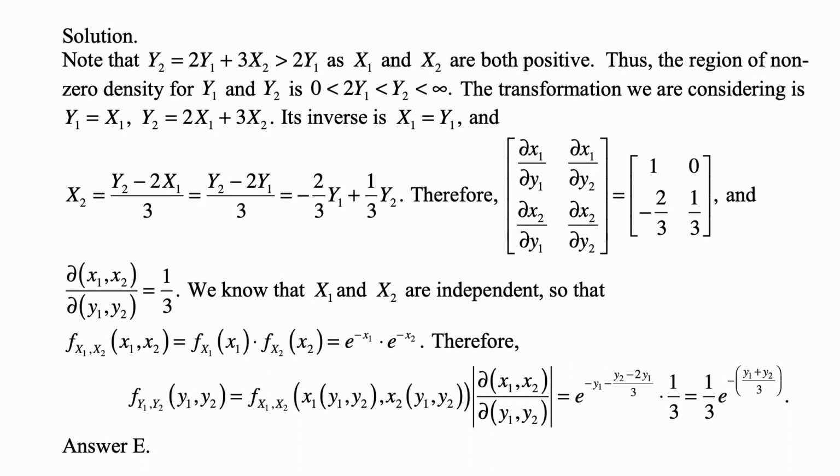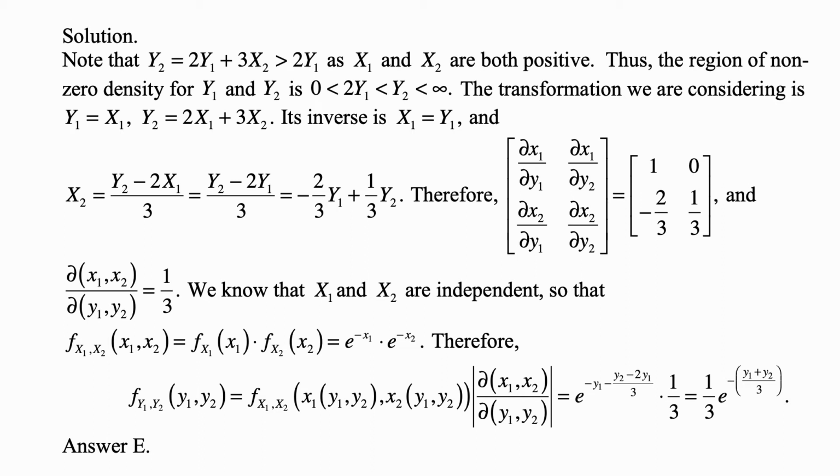Here is the solution. Note that y2 is equal to 2y1 plus 3x2, which is greater than 2y1, as x1 and x2 are both positive. Thus, the region of non-zero density for y1 and y2 is where 0 is less than 2y1, less than y2, less than plus infinity. The transformation we are considering is y1 equals x1, y2 equals 2x1 plus 3x2. We need to find its inverse to find the joint density of the transformed random variables.